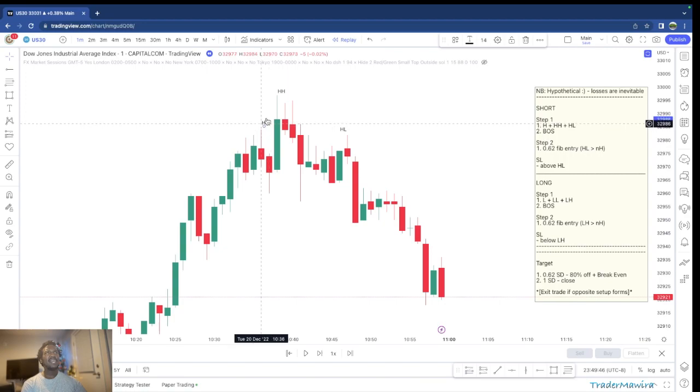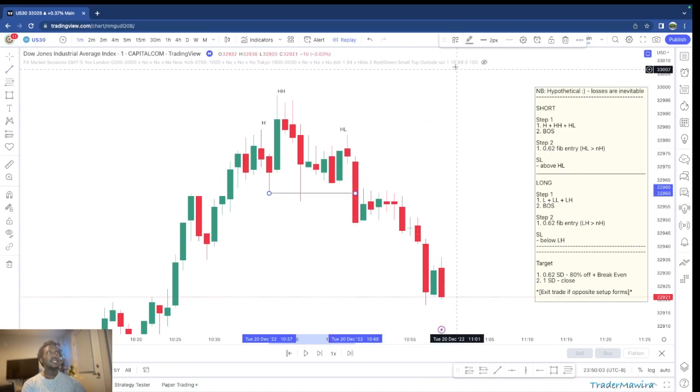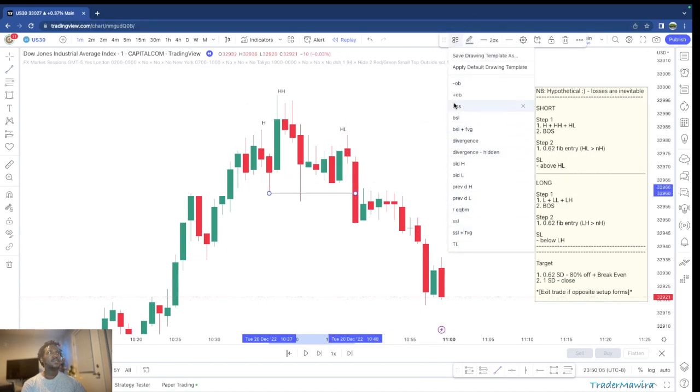So what we have is a high and a higher high, and then market declines, and then we have a higher low. I know you're like, why not this one? We're going deep now. And then we have the break of structure, which is right there, and that one happened, and we denote it with an arrow.